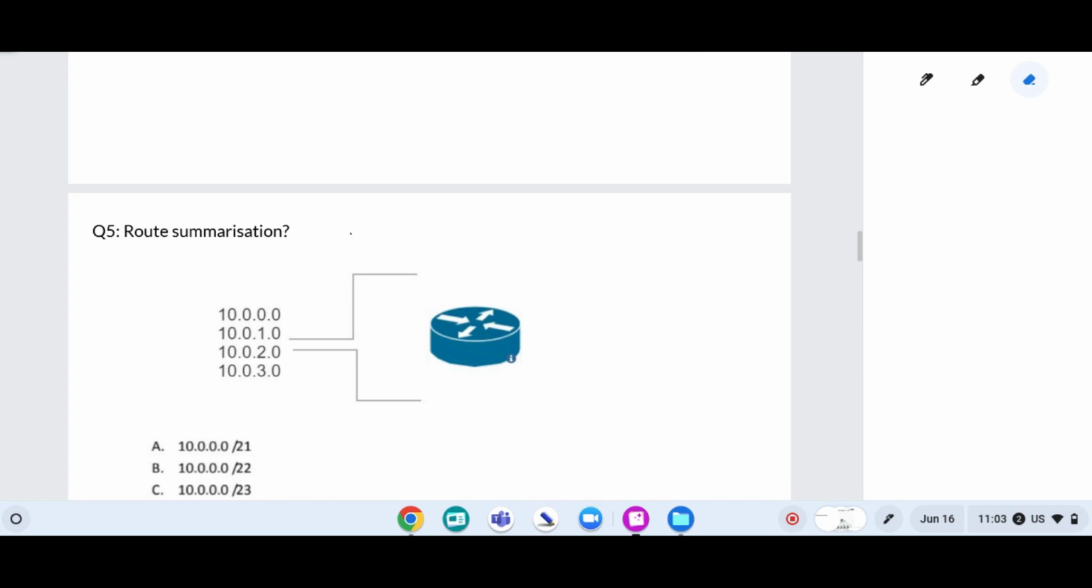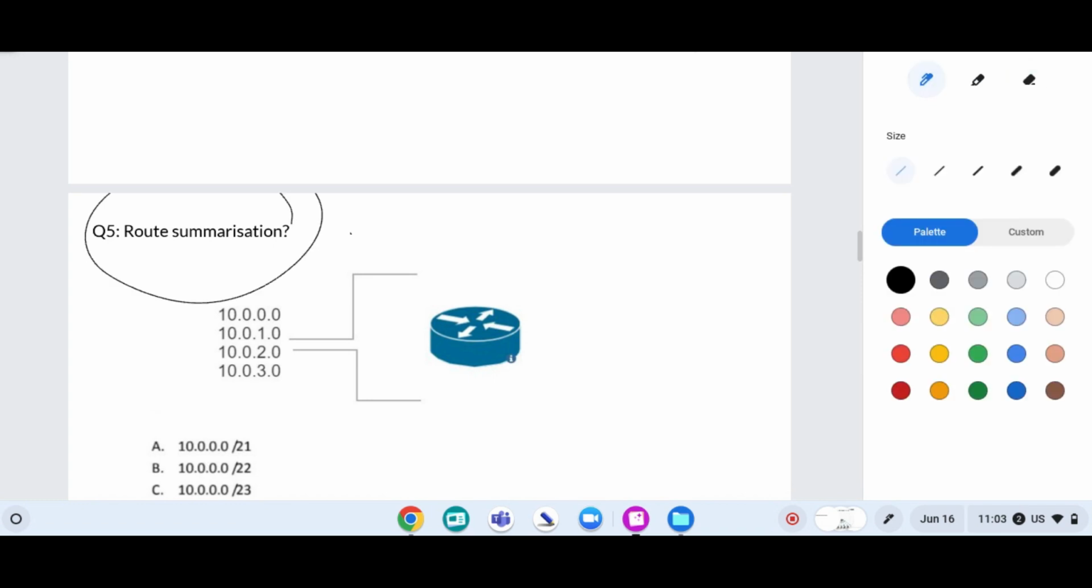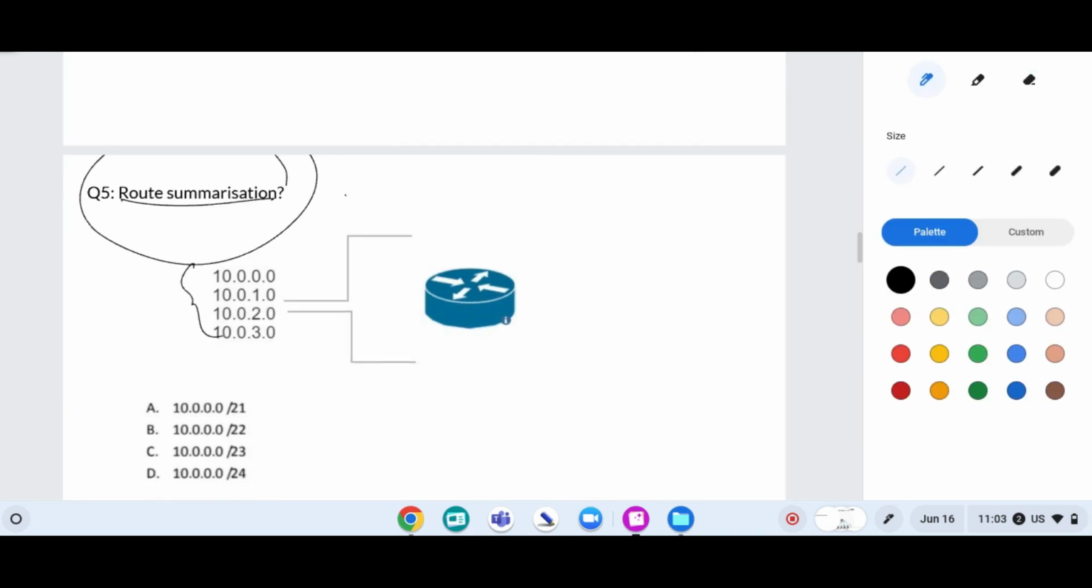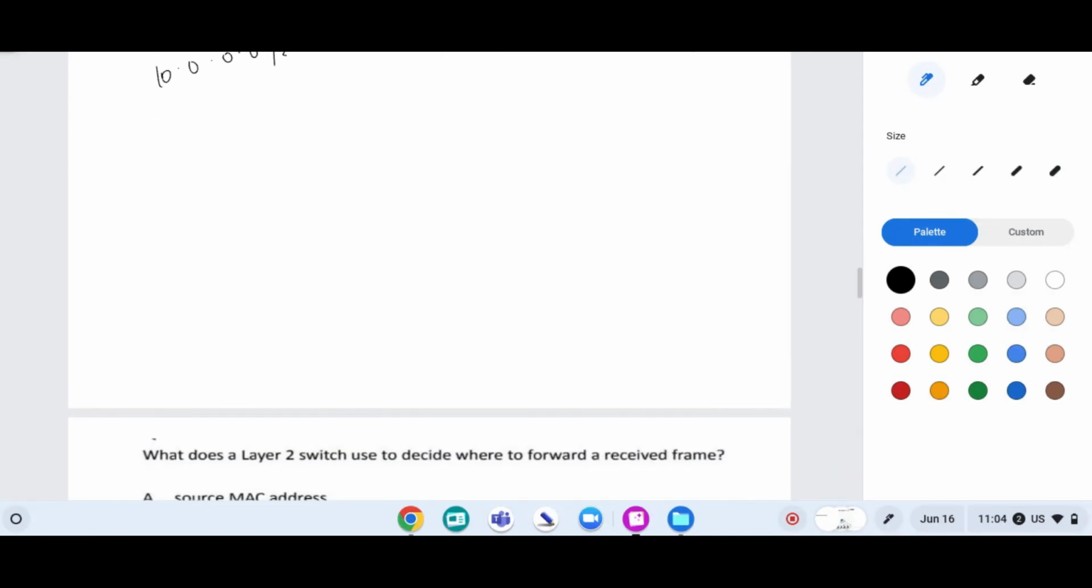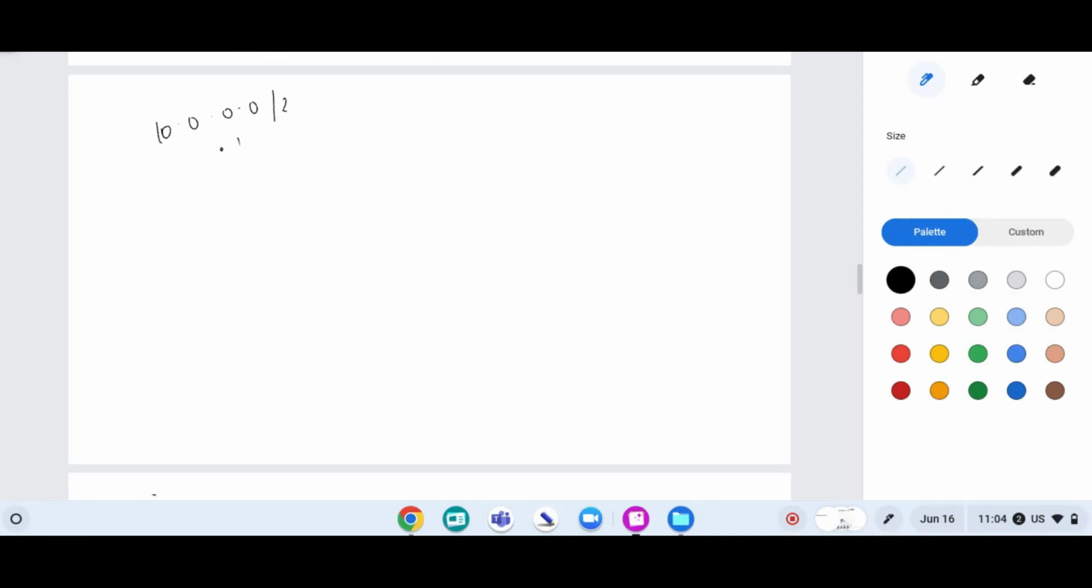The next question is route summarization. To perform route summarization, these are the routes given to us: 10.0.0.0/24, 10.0.1.0, 10.0.2.0, 10.0.3.0. So these are the subnets that have been provided.